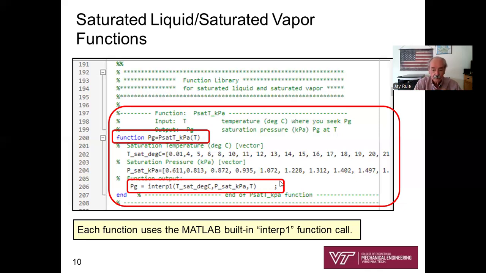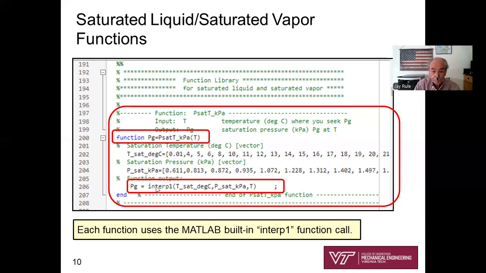So for this particular function, that's all we need. We don't need the whole table of properties. We just need Tsat and Pg. Those are our X and Y vectors. And so here is our function. Here's our output, Pg. That's our interpolation value, pressure. That's what we're trying to find.